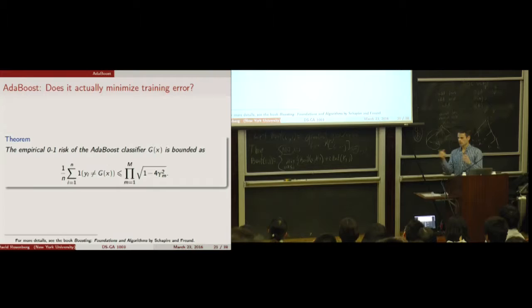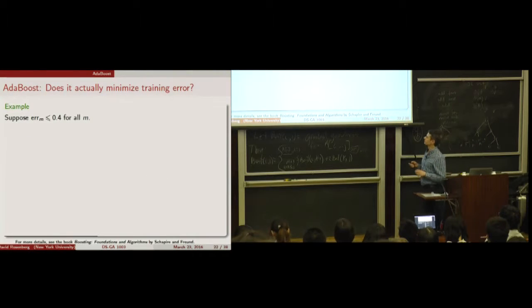Big edge is far from random. So if this thing is big, this thing gets small, and we're multiplying a bunch of small things together, so it's small. So when gammas are big, this product is small, and that's good, because that's the error. That's bounding the error on the left.